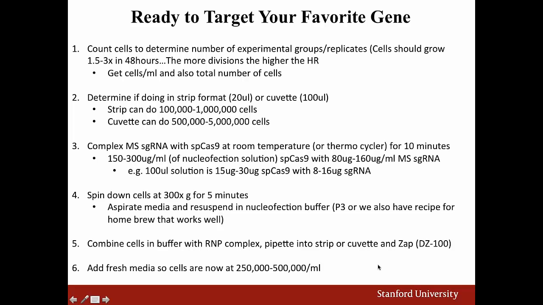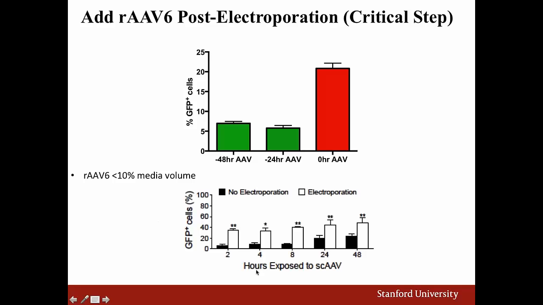So ZAP is the electroporator using your program. And then you add fresh media, so the cells are now at 250,000 to 500,000 cells per mil. And one of the really critical things we found is that you need to add your AAV post-electroporation.